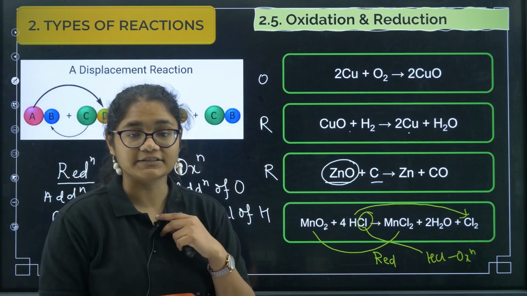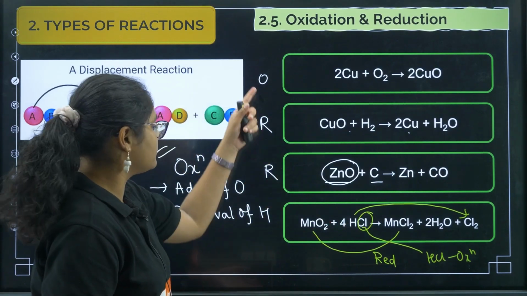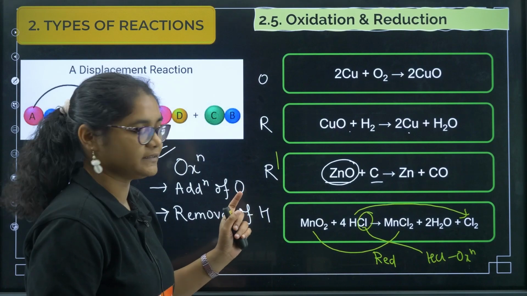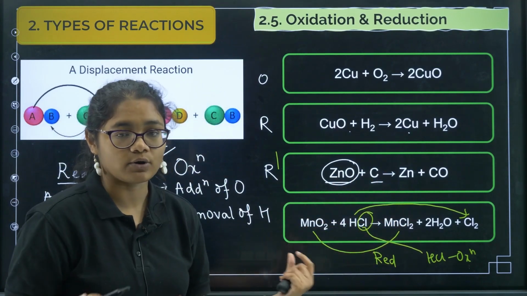That means HCl has undergone oxidation, right? So in the reactions where oxidation and reduction take place simultaneously, okay? Here you see separate reactions have taken place. So where there is simultaneous oxidation and reduction, this is called a redox reaction.